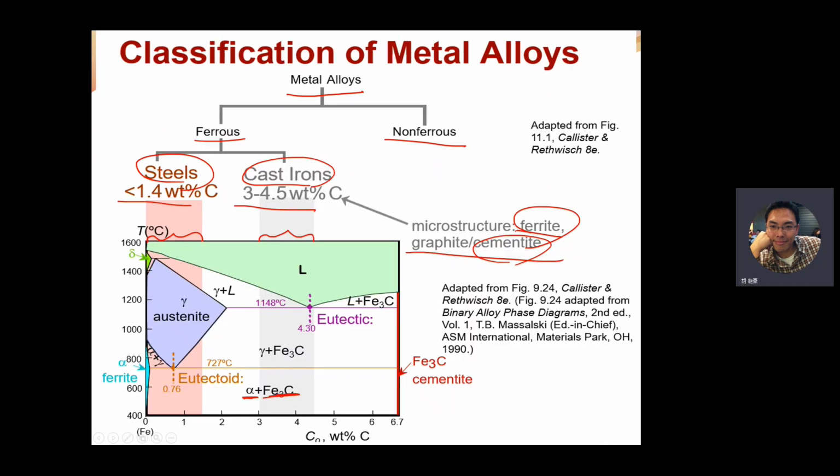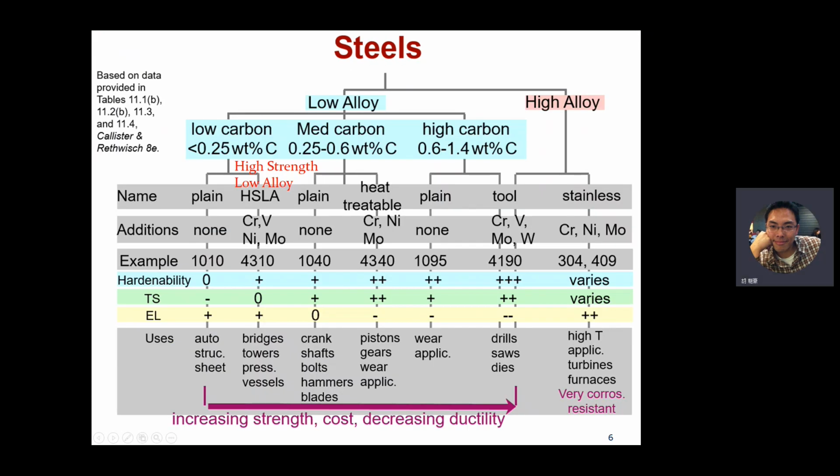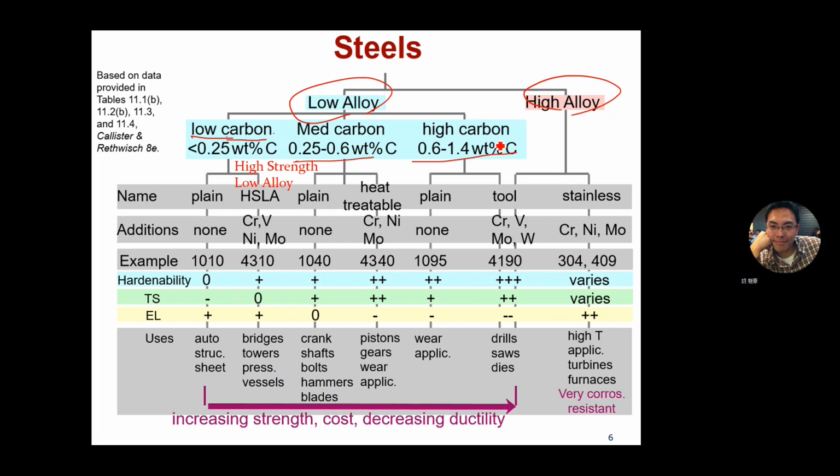Steel can be classified into low alloy and high alloy, which means the content of alloying elements. For low carbon, the composition is below 0.25 weight percent of carbon. Medium carbon content is about 0.25 to 0.6 weight percent, and high carbon content is about 0.6 to 1.4 weight percent of carbon.